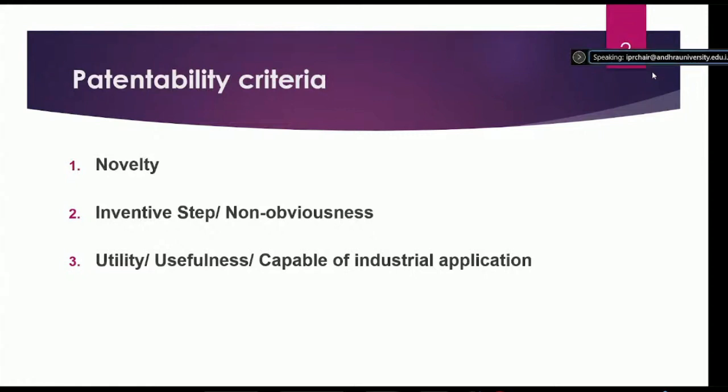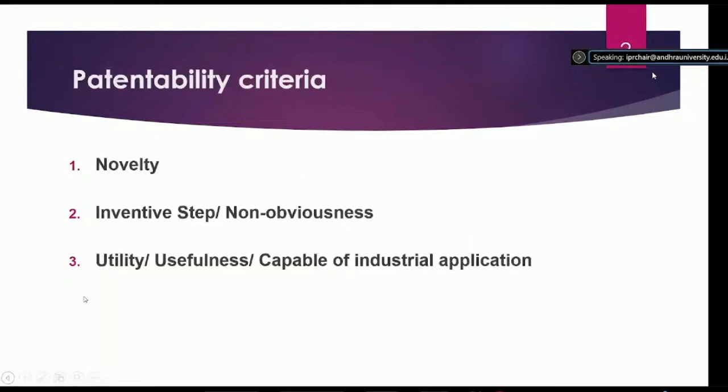The last term, capable of industrial application, is used in the Indian Patent Act. Non-obviousness is used in the US, and utility is also used in the US. Okay, we should be bothered about India only.